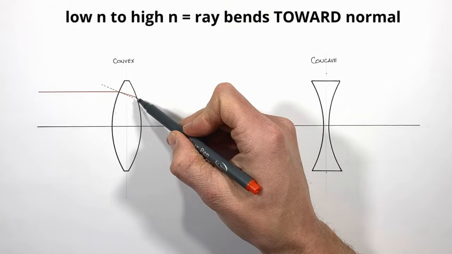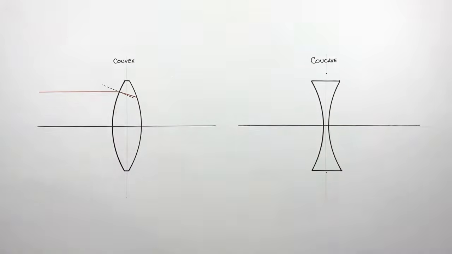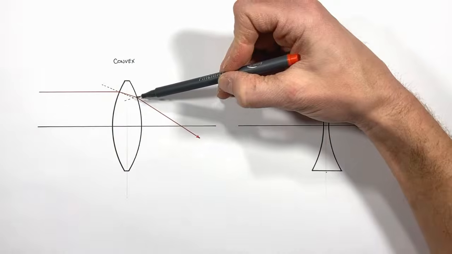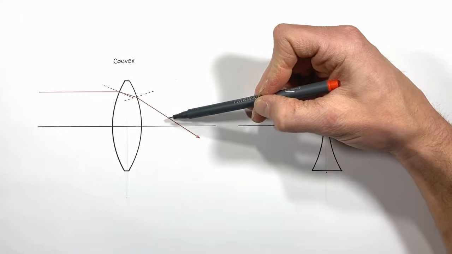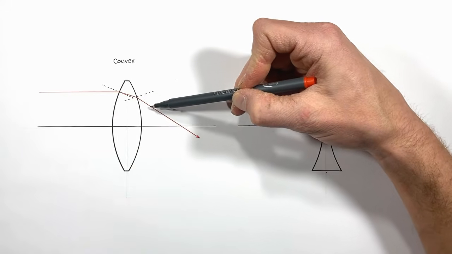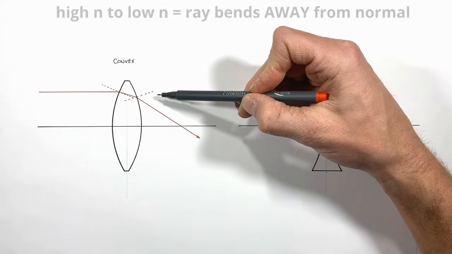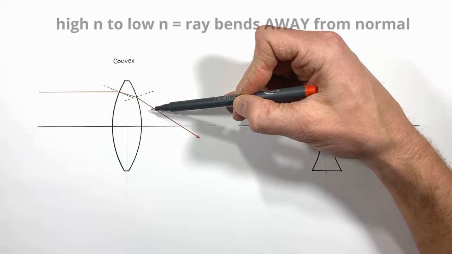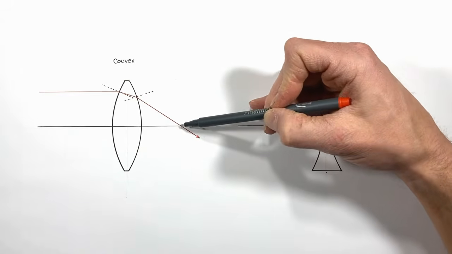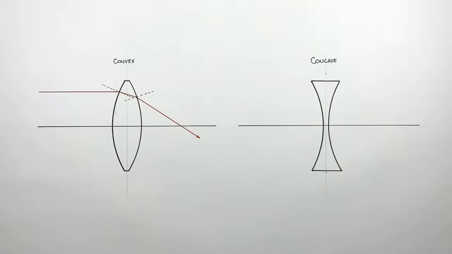Now when this ray exits the lens, it's again going to refract. But as the ray exits the lens, because it's traveling from this glass into the air, it's actually going to bend away from the normal line, which again means the ray is going to refract farther downward, causing the ray to cross the principal axis at this point.